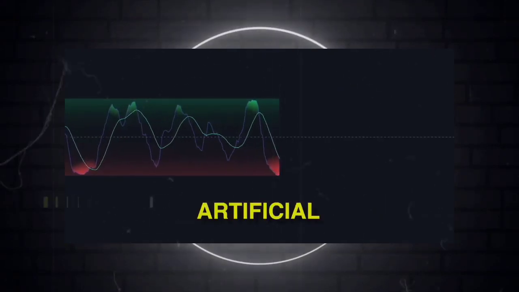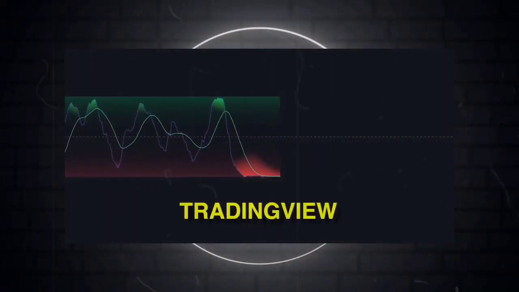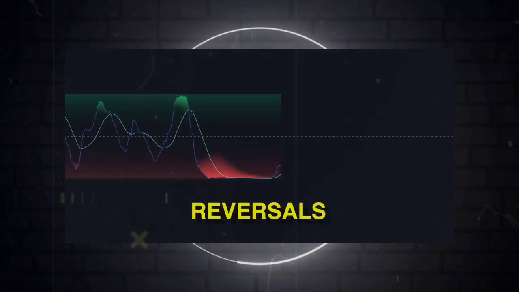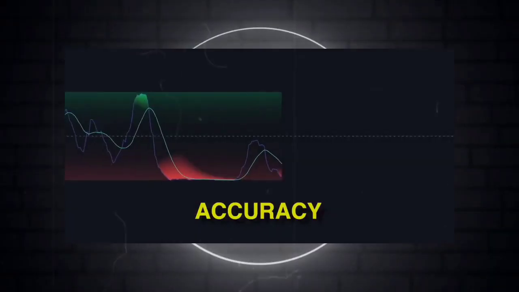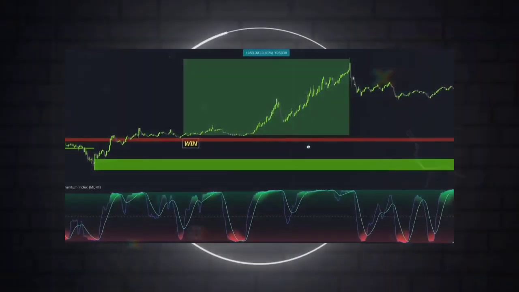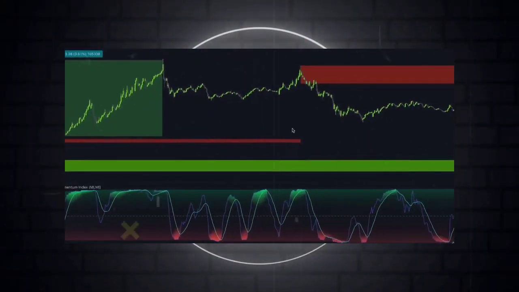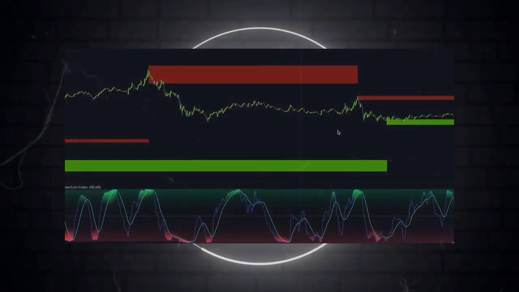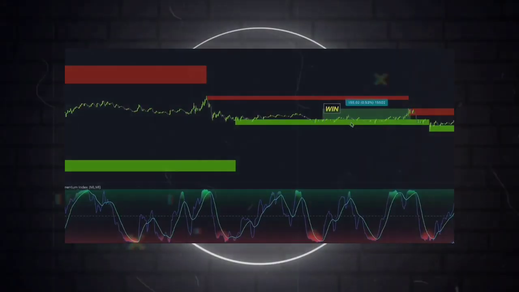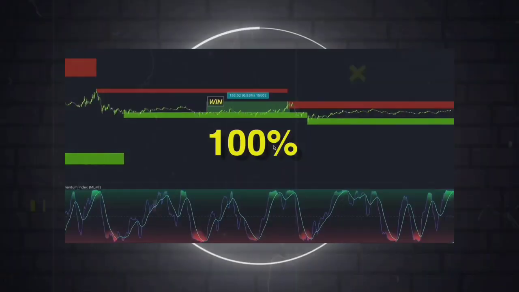I just came across an artificial intelligence indicator on TradingView that predicts trend reversals with remarkable accuracy. I've tested this indicator on the Bitcoin price chart in the 5-minute time frame, and the results were truly amazing. If applied correctly, the strategy can have a win ratio close to 100%.